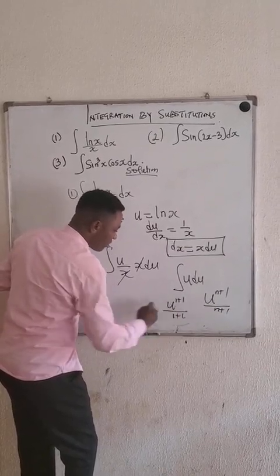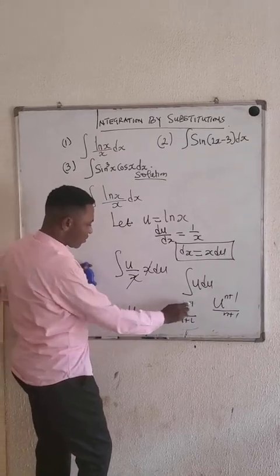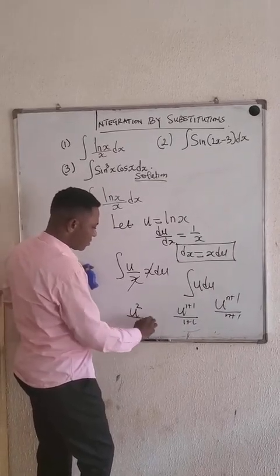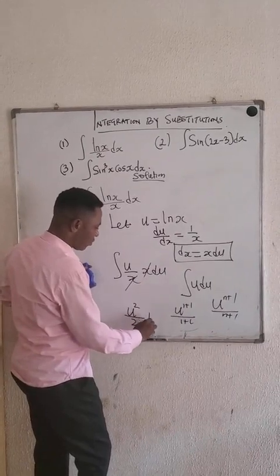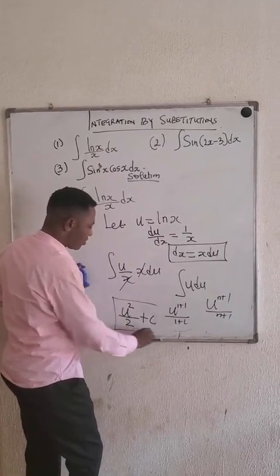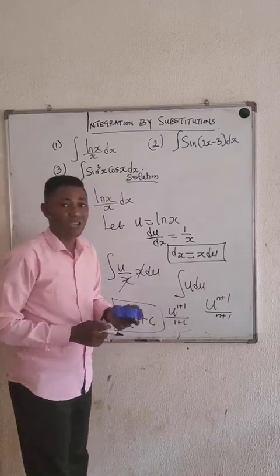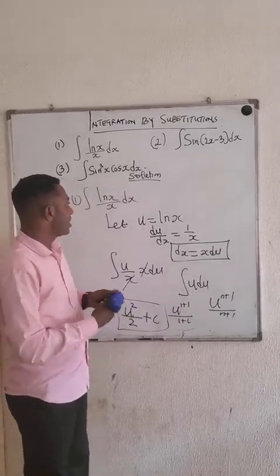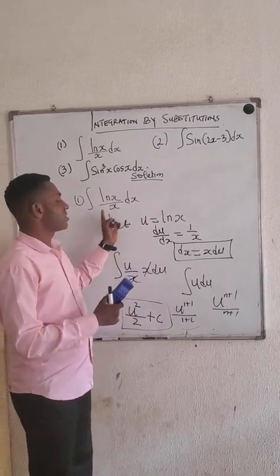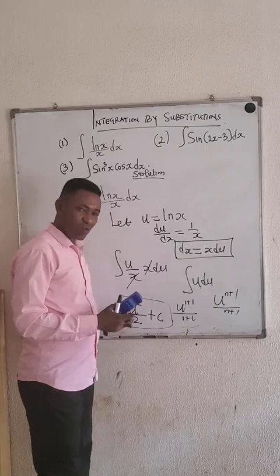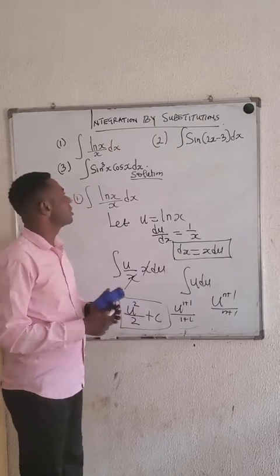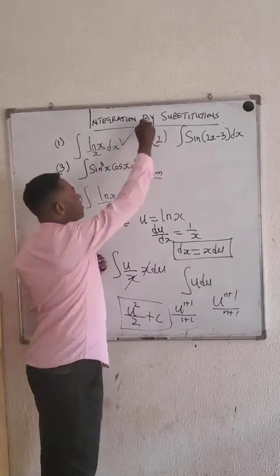So we now have u to the power, 1 plus 1 is what? 2, plus what? C. What is c? C is what we call the constant of integration. That is, the result of this integral problem is u squared all over 2 plus c. So this is the solution. We are done with question number 1.